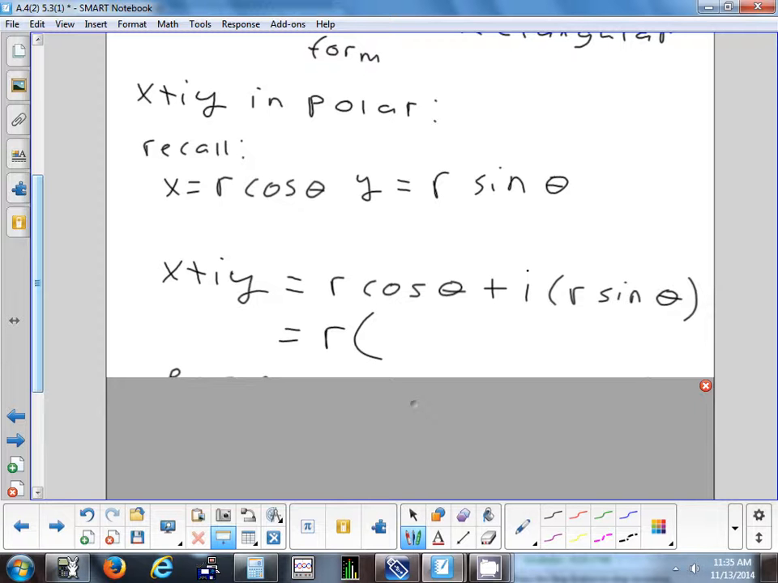If I factor an r out of the first part, that leaves me with just what? Just cosine theta. And if I factor an r out of the second part, that leaves me with just sine theta. Yep, i sine theta.